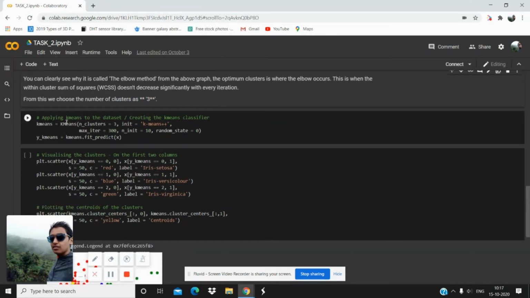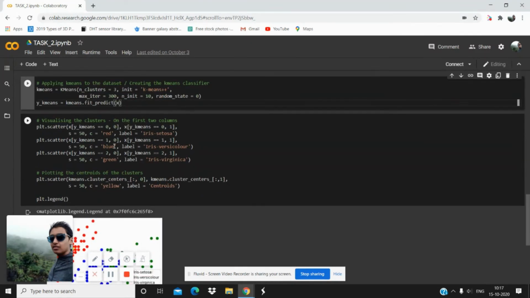Then we applied these values to the algorithm that we created. That is, we imported the k-means algorithm from the scikit-learn library.